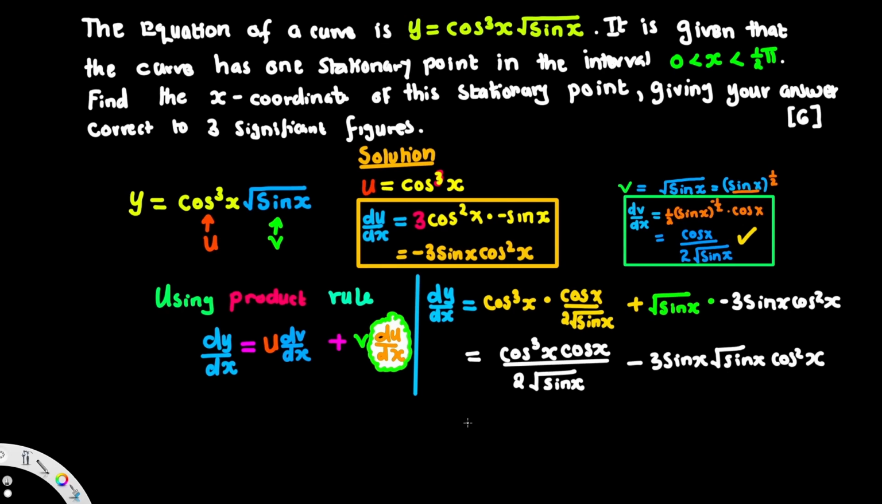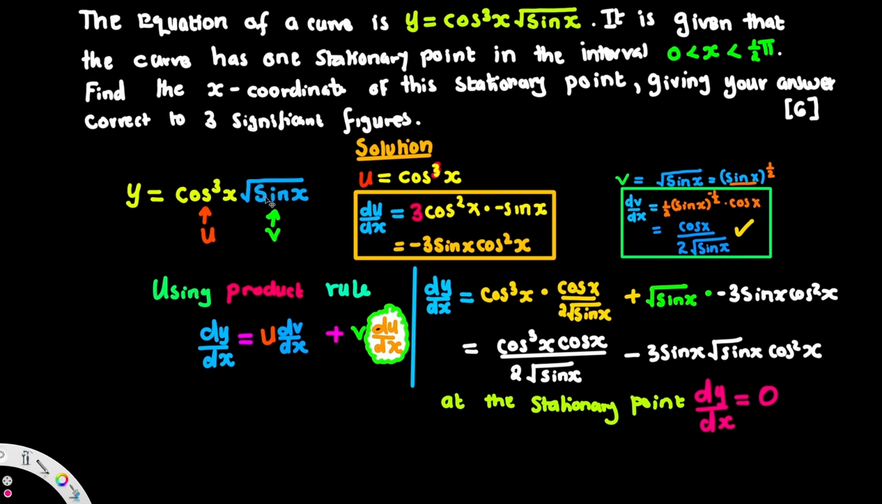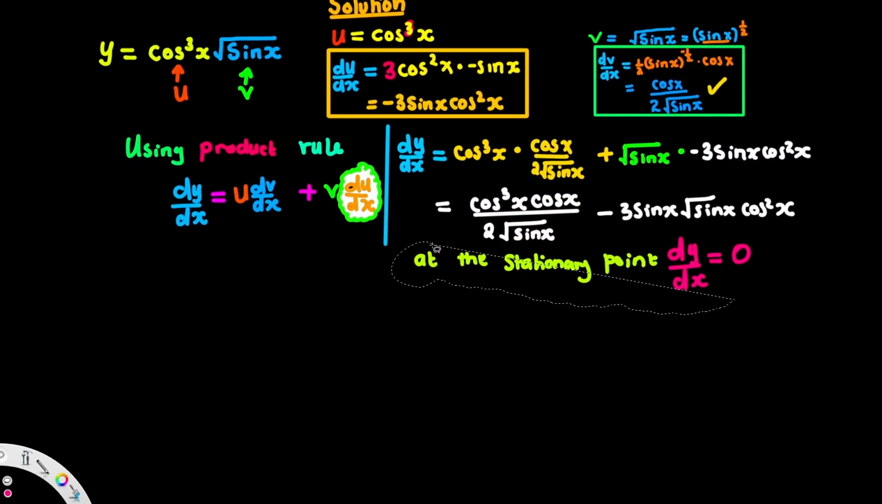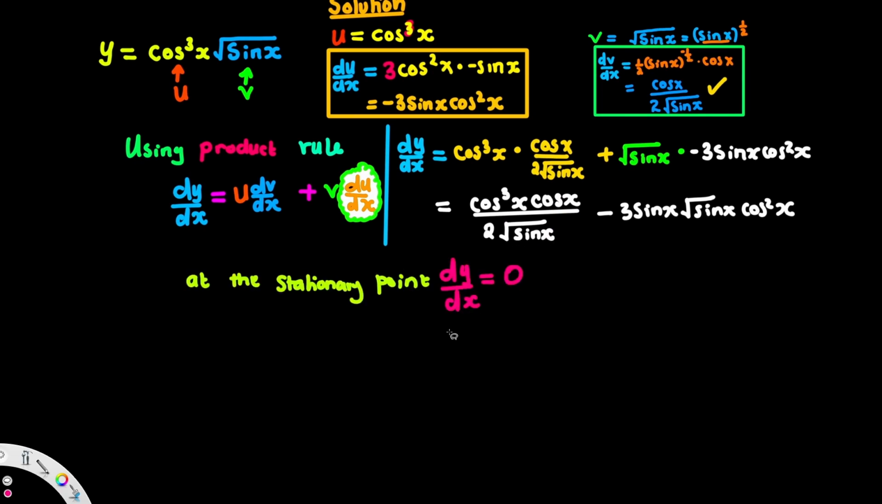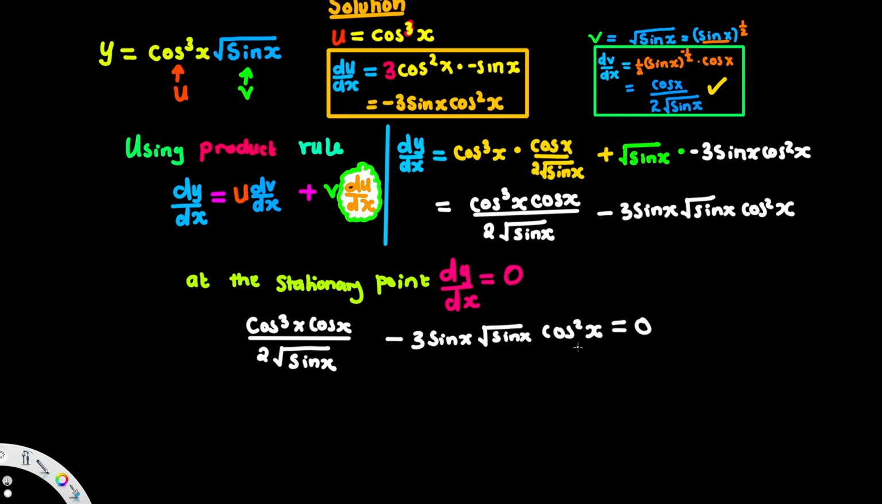We need to remember that at the stationary point, at the turning point, dy/dx is always equal to 0. So this gradient function that we had gotten here is the one that we're now going to equate to 0. So we write the function the way it was, and then minus 3 sine x root sine x cos cubed x should be equal to 0.